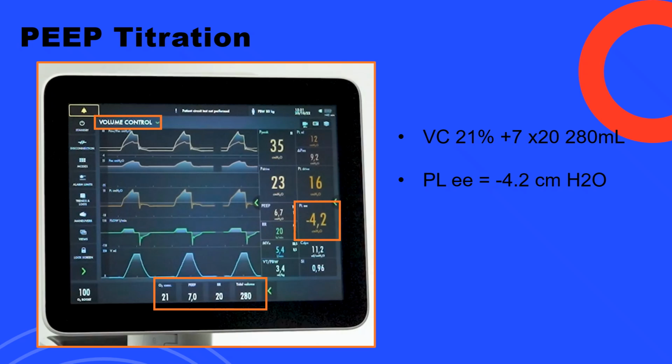The reflected end expiratory pleural pressure is negative 4.2 centimeters of water. It is important to remember that the goal of end expiratory pleural pressure should be 0. Anything beyond that, or negative, tends to mean that the lungs are collapsed. This typically happens with obese patients where a large amount of weight is pushing on their thoracic cavity. Therefore, they attain a negative value of end expiratory pleural pressure.